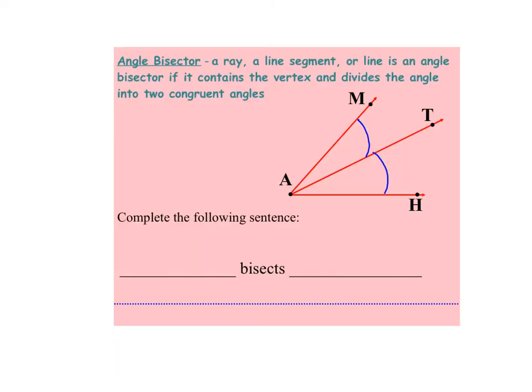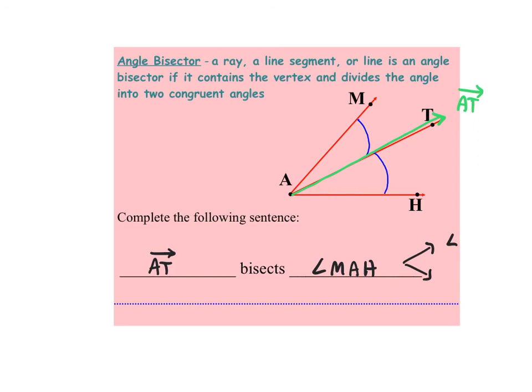An angle bisector is a ray, a line segment, or a line if it contains the vertex and divides the angle into two congruent angles. Okay, so right here, I've got ray AT. It is an angle bisector because ray AT bisects angle MAH. Right? It splits MAH into two angles of equal measurement.